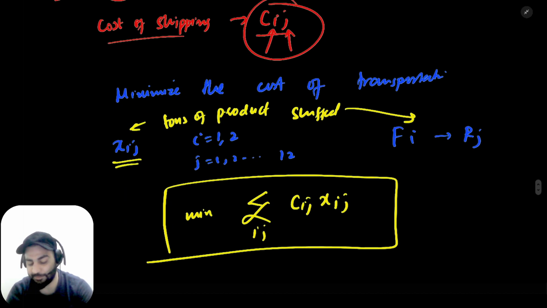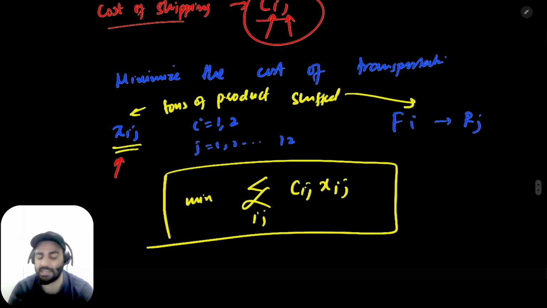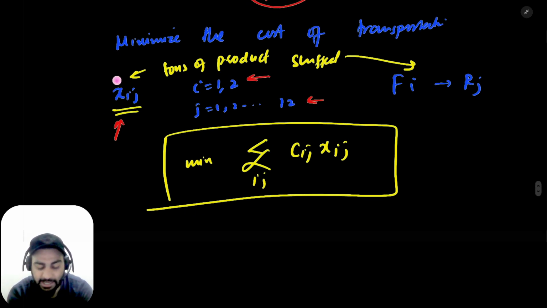Now I'm introducing the variable Xij, the tons of product shipped from factory i to outlet j. The factories are only two, so i is 1, 2, and j goes from 1 to 12 because we have 12 outlets. Now I want to see the estimated cost, because Cij is the estimated cost and Xij is the tons of product shipped.